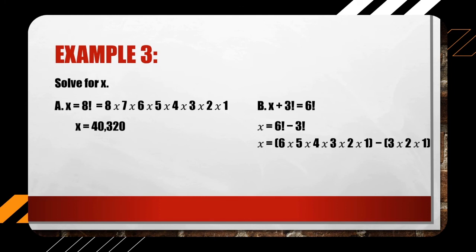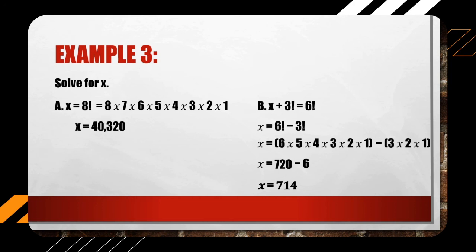Then, i-multiply na natin bago natin i-minus. So, x is equal to 720 minus 6. Okay? Si 720 ay 6 factorial yan. At yung ating 3 factorial naman ay 6. So, 720 minus 6 is 714. So, that is the value of x.